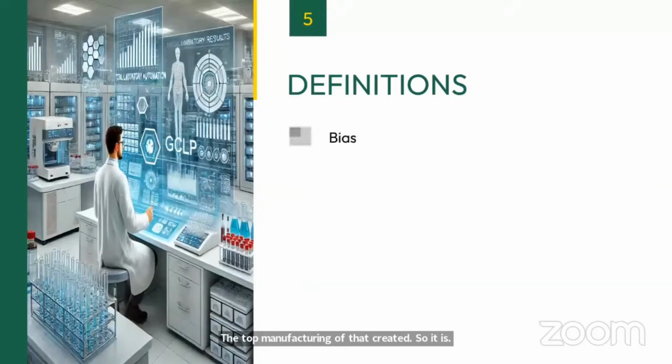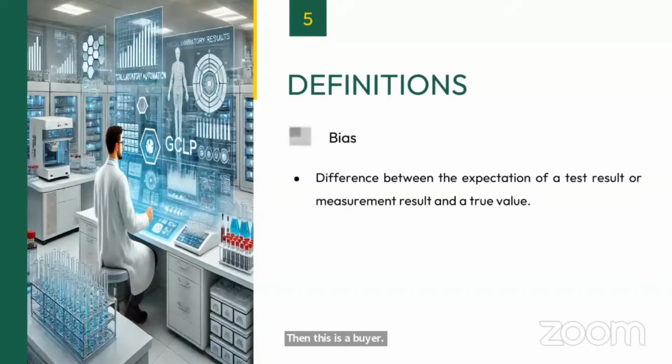Then next is the bias. Bias means basically the difference between the expectation of the test result and the measurement of result on the true value. So what is the true value? What is the exact value? What is the accurate value of the analyte and what is the estimated? So the difference between the expected value and the actual value is called a bias.